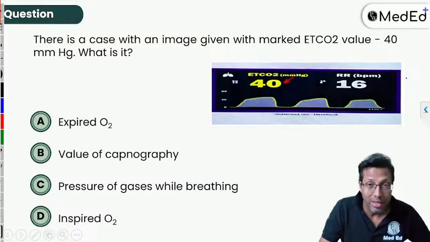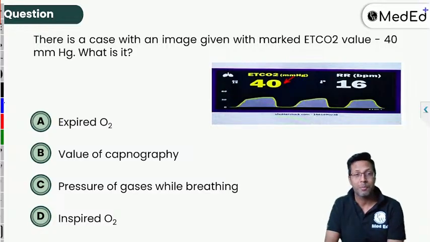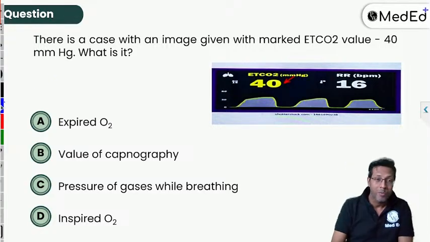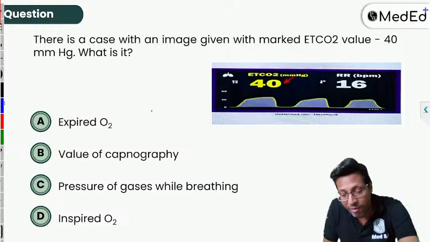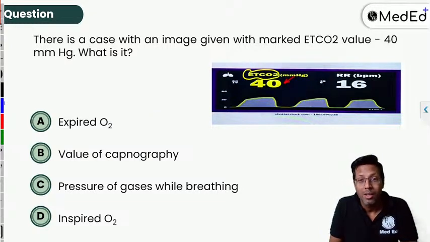Sometimes, guys, remember the answer is given, especially with image-based questions and subjects like anesthesia. You will find some questions where the answer is given in the image itself. Okay, so all of you know what that EtCO2 value of 40 is? It is capnography. All of you are aware of that, right?